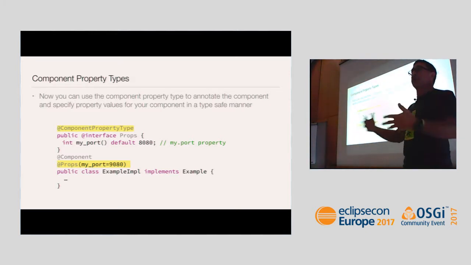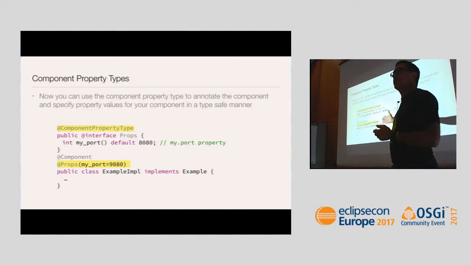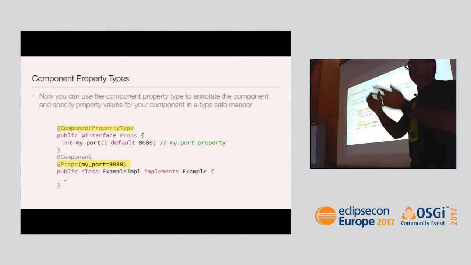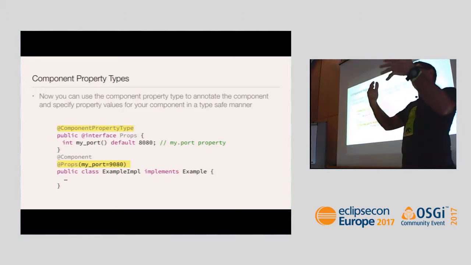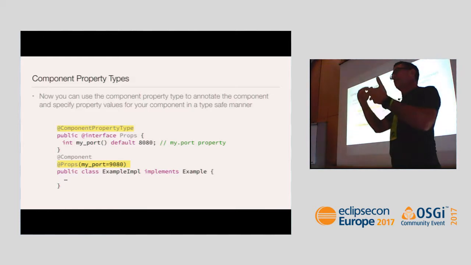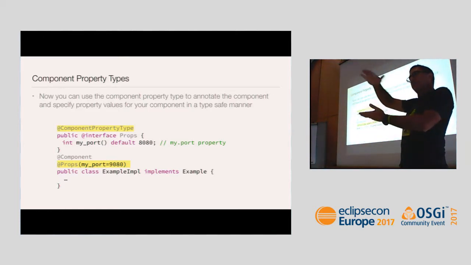So what the tool has to do, what B&D has to do, is when he's processing this class and he sees it's annotated with component, he has to then look at all of the other annotations on the class, see if they're meta-annotated with component property type, and then treat them as if they're a component property, right? So he would introspect their elements and the values you set when you use them. And then from that, Declarative Services, or B&D, will build up the XML properties.